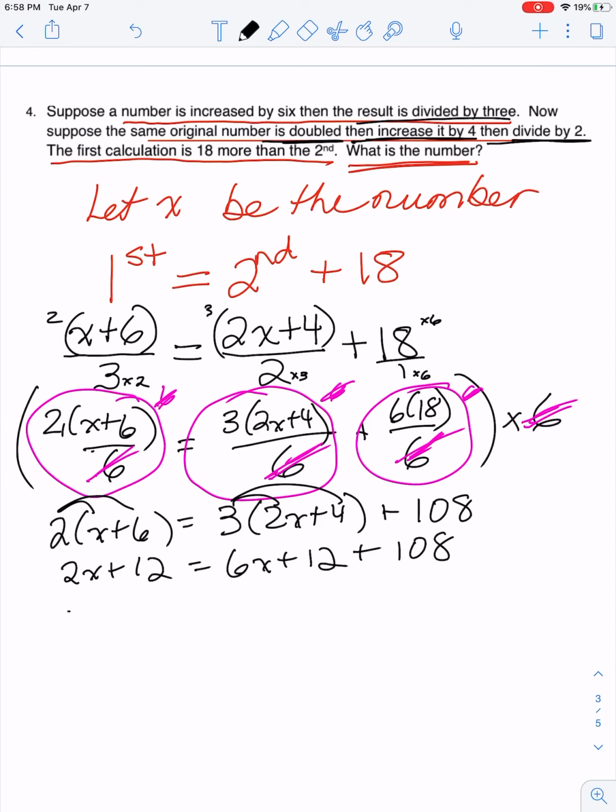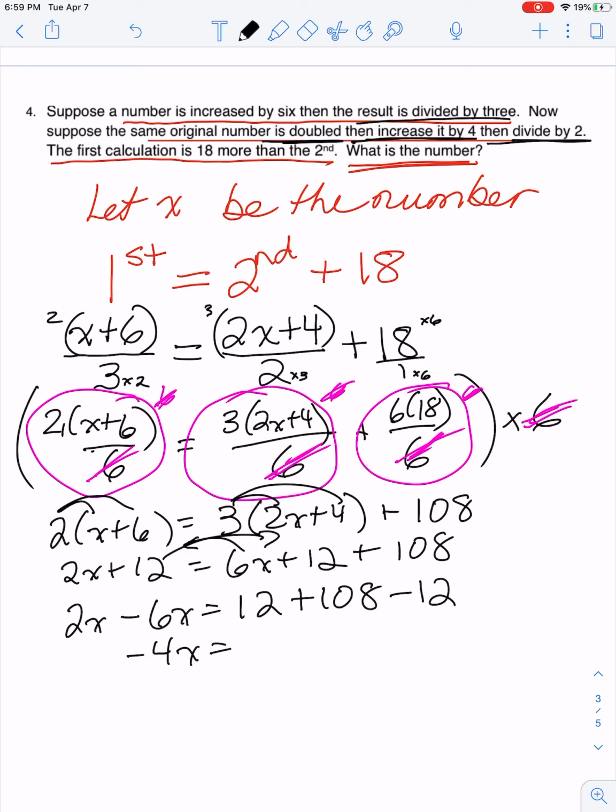Get all your x's on the left, so the 6x needs to go over here. That becomes a minus 6x. And then we got 12 plus 108 still on the right, but the 12 needs to go over there, so that's a minus 12. 2x minus 6x is minus 4x. We got a 12 and a minus 12, so they're gone, and that leaves us a 108. Divide both sides by negative 4, and you get x is negative 27.